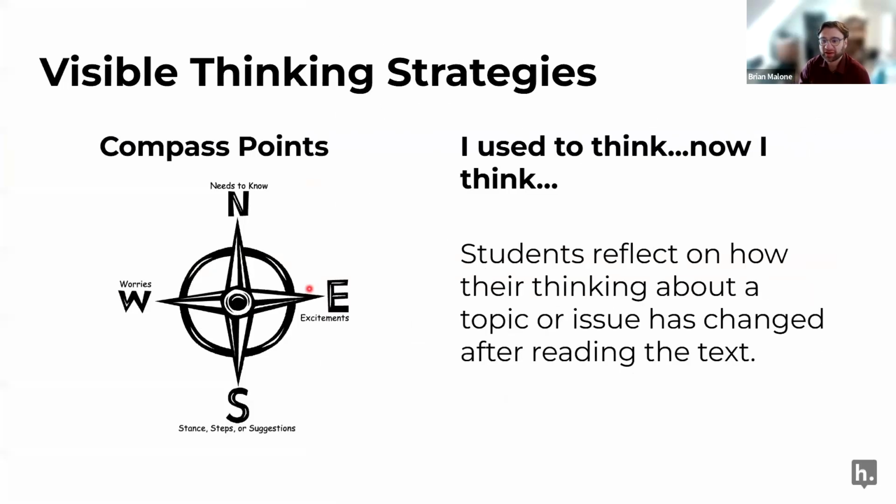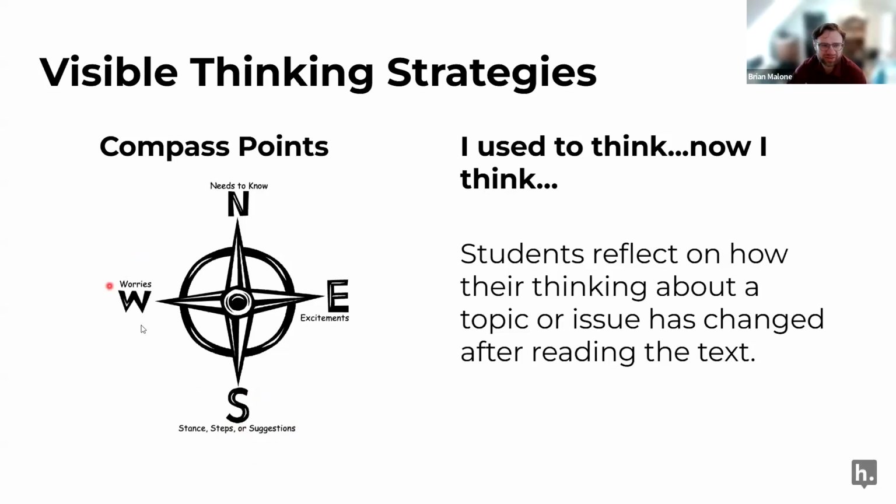Another one is visible thinking strategies. This is kind of a cool one. This idea of compass points, just simply by giving students this compass before they enter a text and asking them, hey, can your annotations identify things that you feel like you really need to know in this text? Can you identify things that are exciting you in this text? Can you identify aspects of this text that reveal what the author's stance is? Or can you make suggestions for the author for our conversation here?